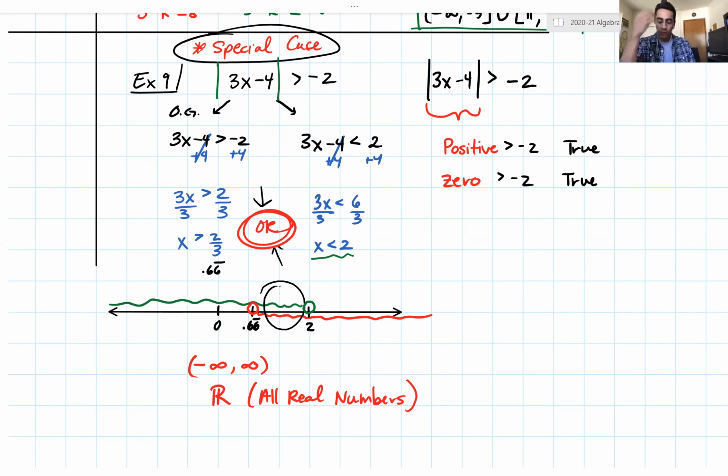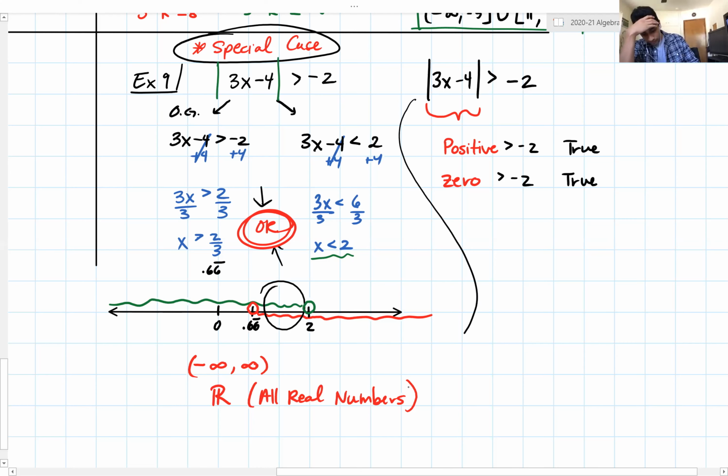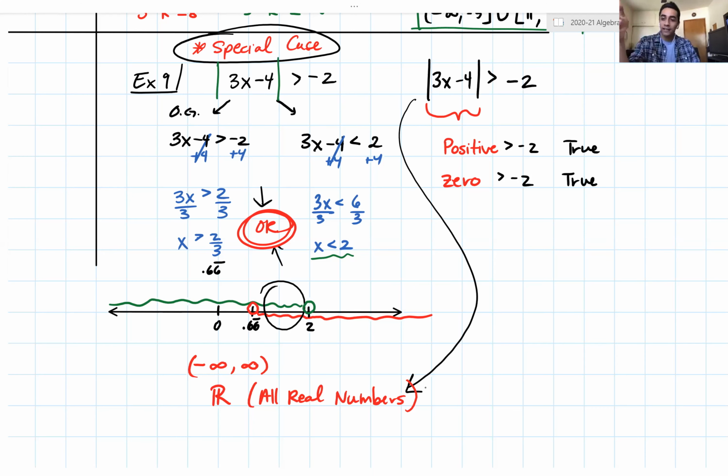So in this case, you could have gone straight to all real numbers, negative infinity to infinity, right? So sometimes the math isn't necessary if you understand what the concept is telling you. Okay? Yes, that's correct.